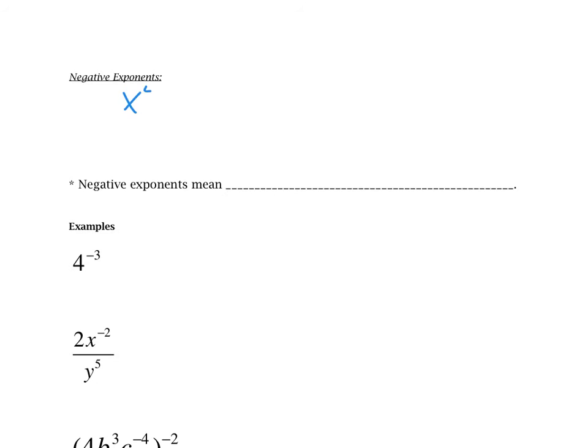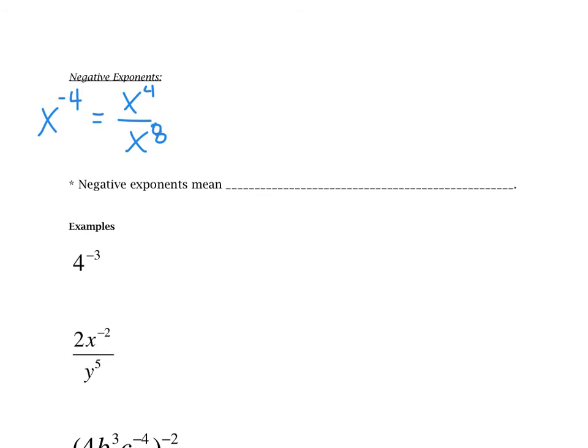X to the 4th over x to the 8th. So we know from our division rule that that would actually equal x to the negative 4, right? Because 4 minus 8 would give me negative 4. And I wrote it over here to the left for a reason, because I'm going to expand it over there on the right. Okay.